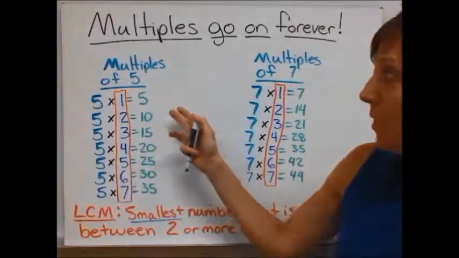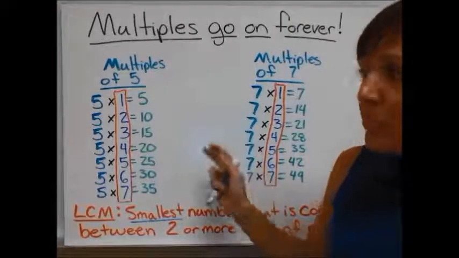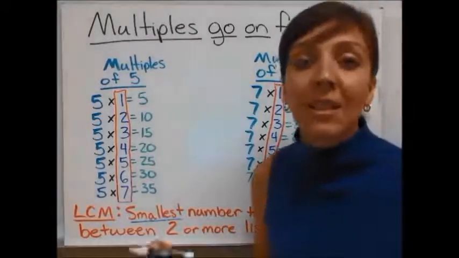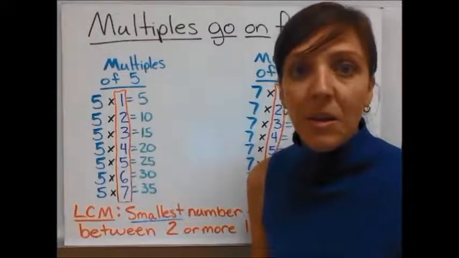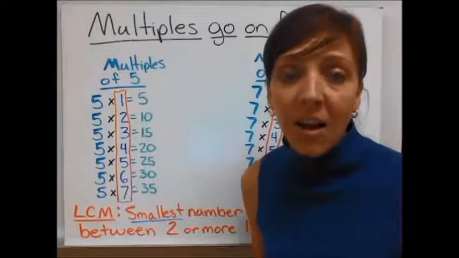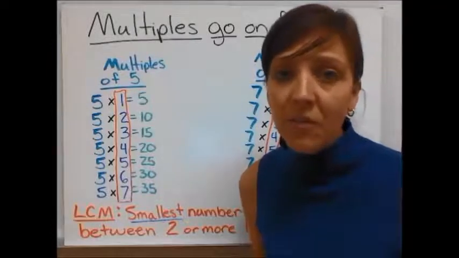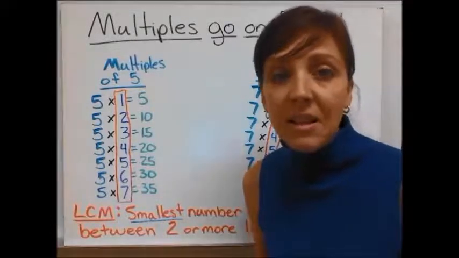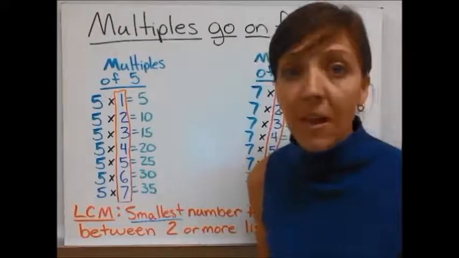All right, so since multiples go on forever, that's why we look for the least common multiple. Because if we were looking for the largest multiple, we would spend our whole entire life looking and we would never find it. The least common multiple can be found.